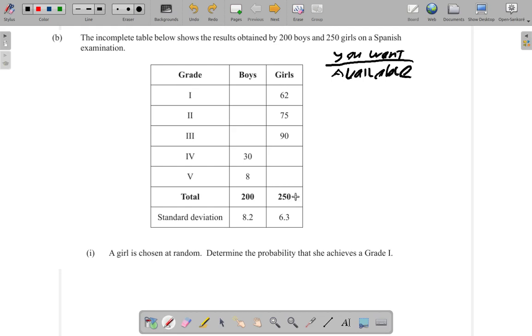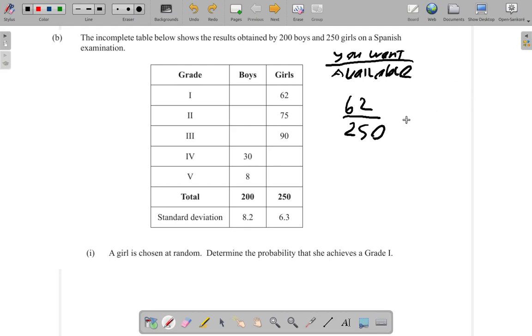You have the girls alone and you're choosing one of them at random. A girl is chosen at random. Determine the probability that she receives a grade 1. So in this case, what you have is how many girls receive grade 1? 62 over, how many of them are available? 250. Alright? 62 over 250.